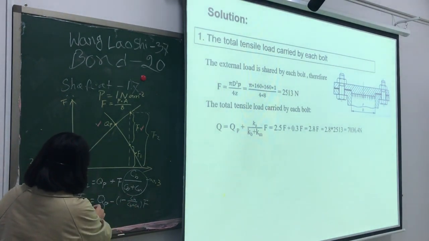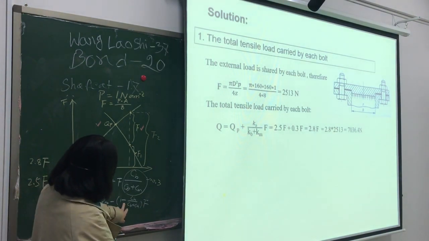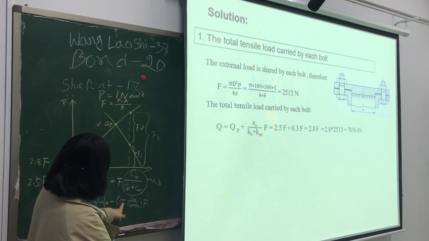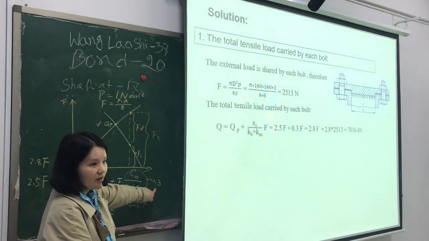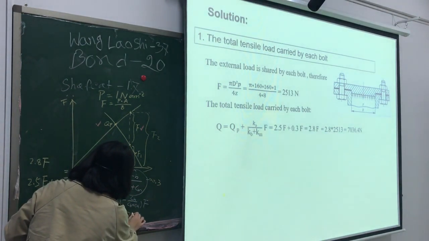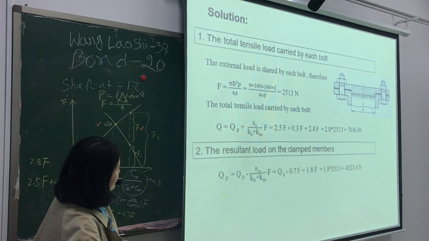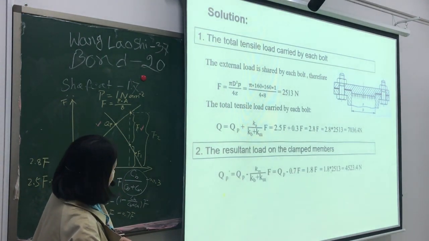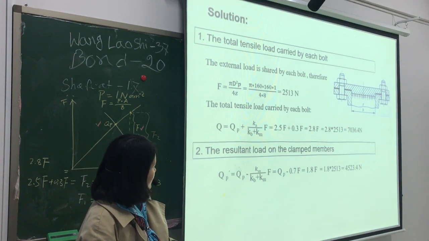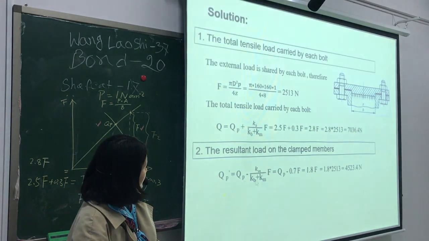QP is 2.5F, and this is 1 minus 0.3. Okay, and we can calculate this; it is the resultant load on the members. Use this.